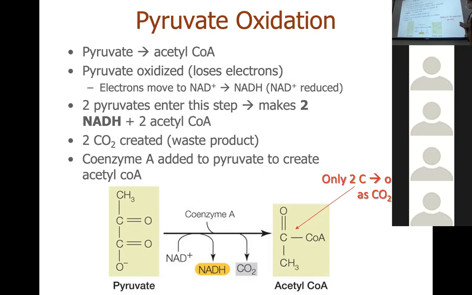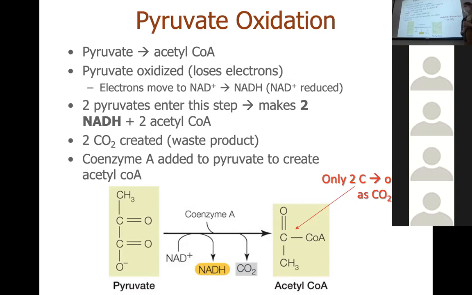So we end glycolysis with 2 pyruvates, right? So we have 2 pyruvate molecules. That means each of them gets oxidized. So each one is going to lose an electron. So we actually end up making 2 NADHs. And then the final product, acetyl-CoA, there's 2 of those as well.